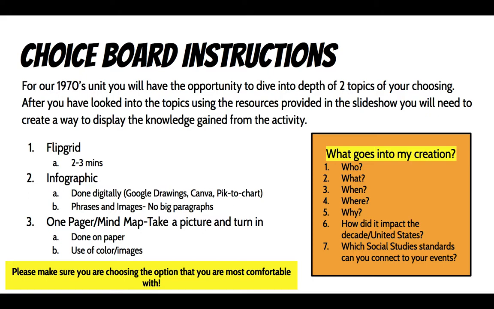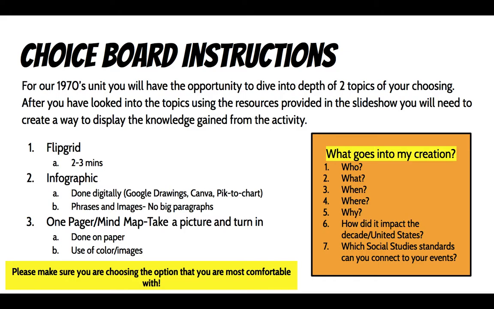And so that might be different per event, but you need to make sure you include those 7 things within the stuff that you are presenting. So within your infographic, you need to have those 7 things. But maybe you choose a Flipgrid. You need to talk about those 7 things for each topic.